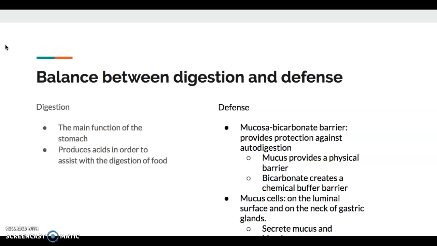And then we have the mucus cells. The mucus cells are located on the luminal surface and on the neck of the gastric glands. The mucus cells have the ability to secrete mucus and bicarbonate to create that mucosa bicarbonate barrier to avoid this autodigestion from occurring.